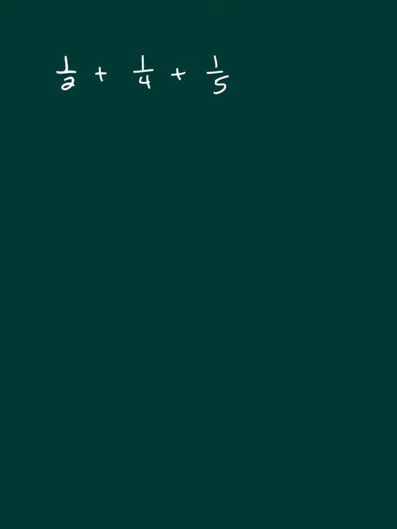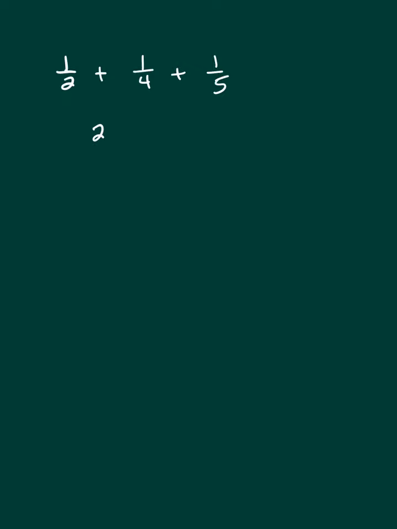To add fractions, you had to have a least common denominator, the same denominator. And the way you do that, we're trying to figure out what's the smallest number that a 2, a 4, and a 5 will go into. And I believe it's 20, but I'm going to show you a procedure that always works.